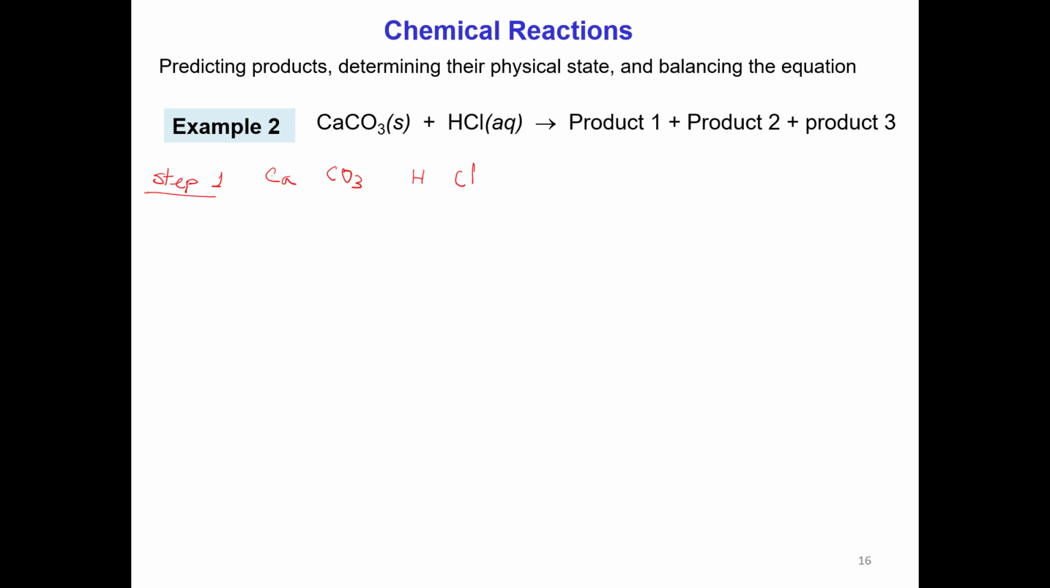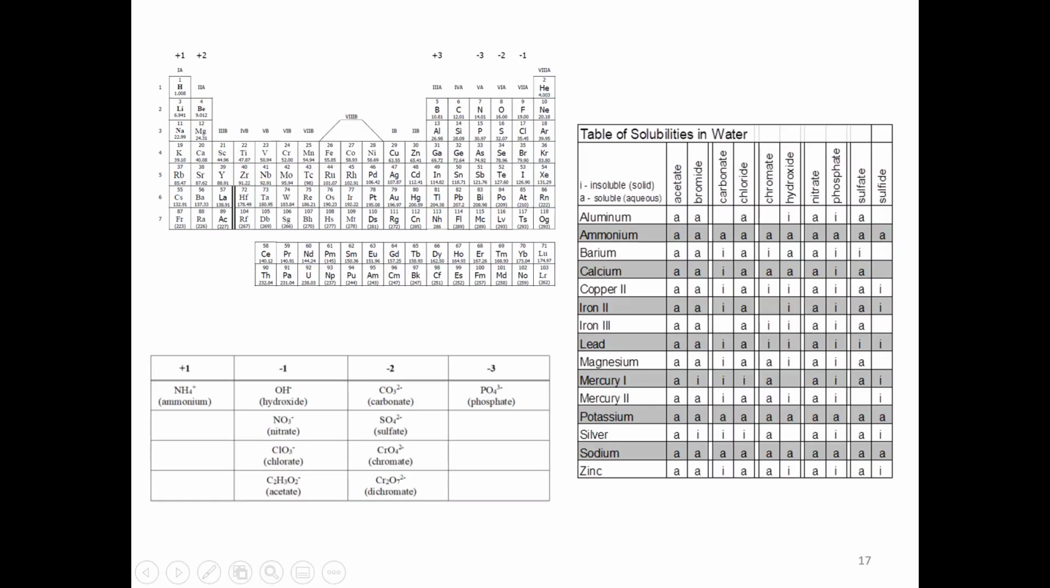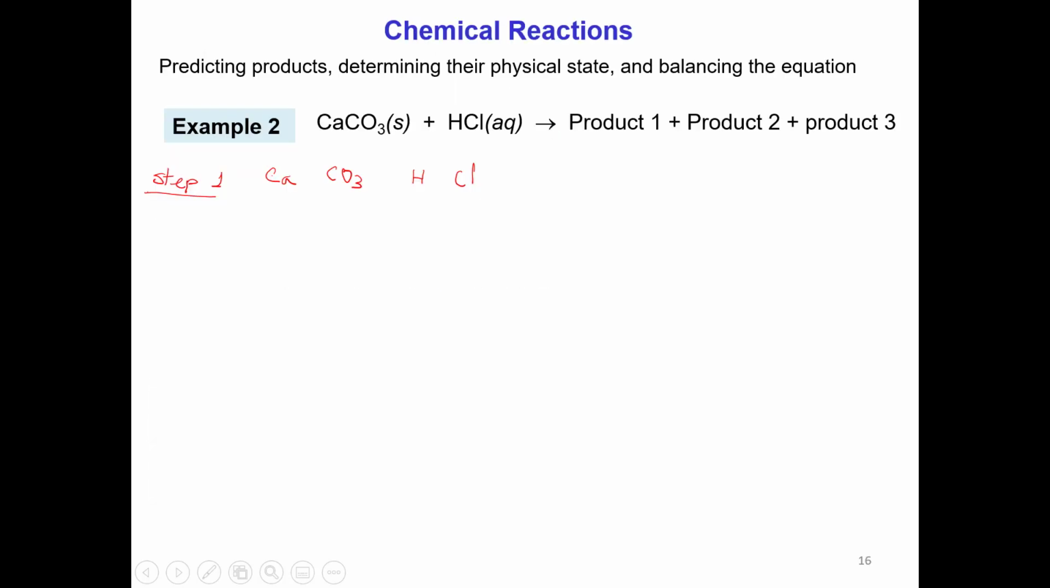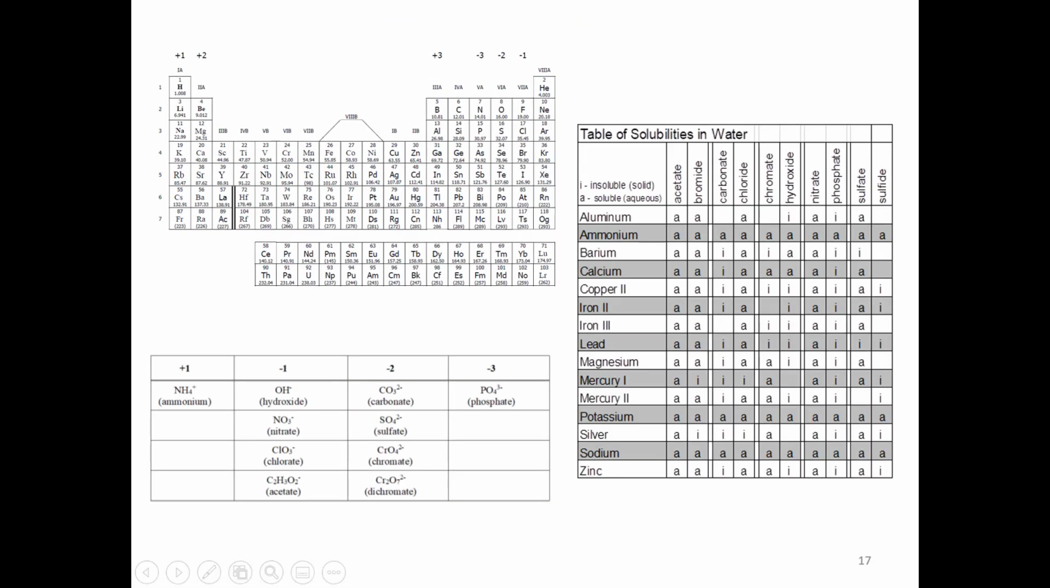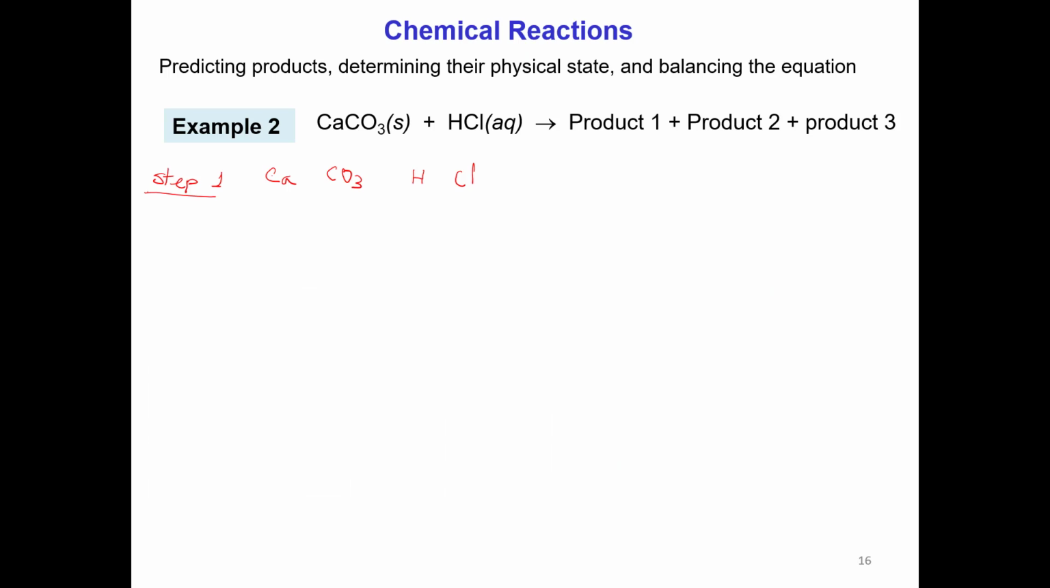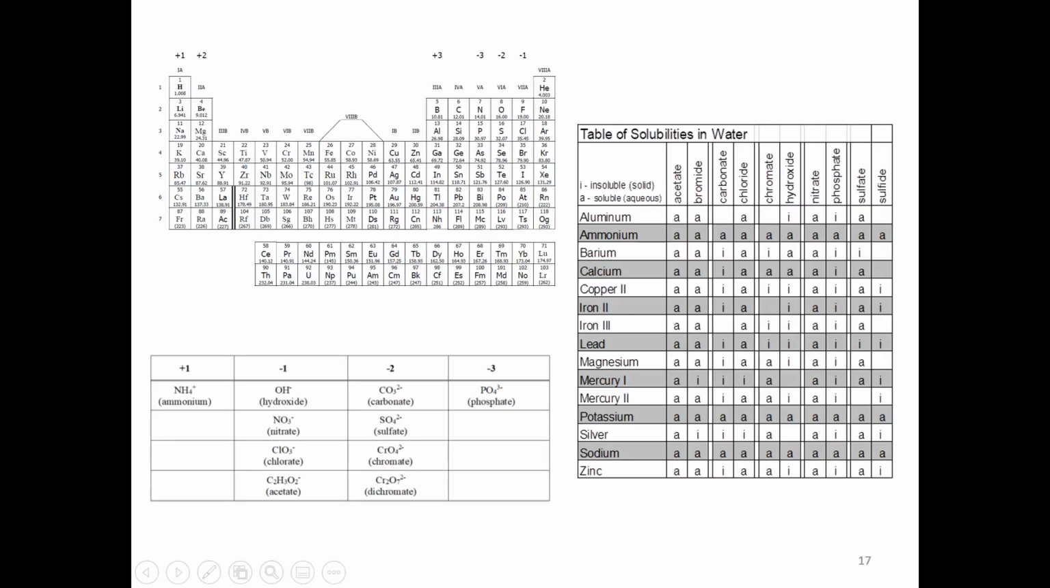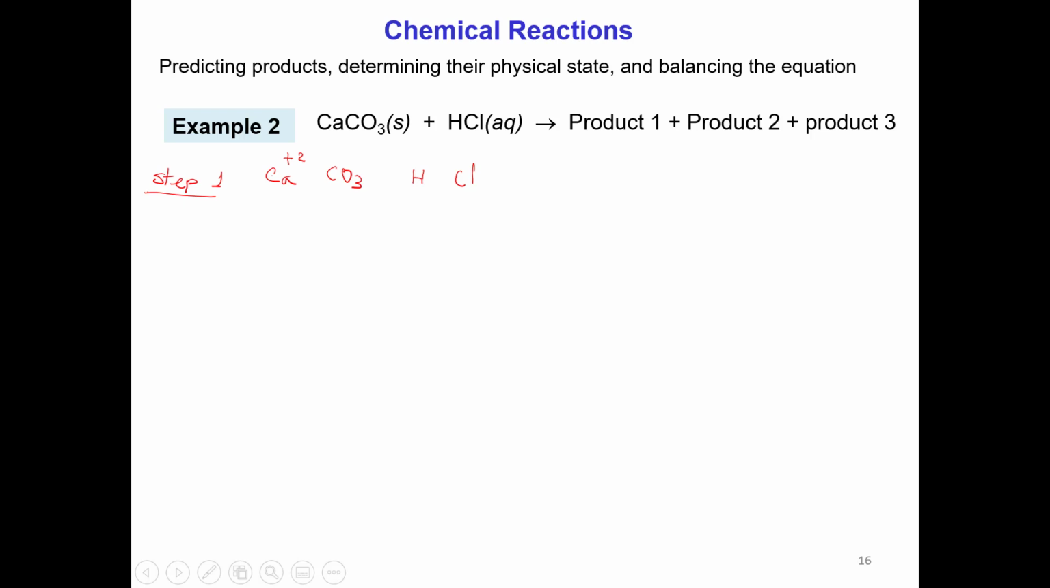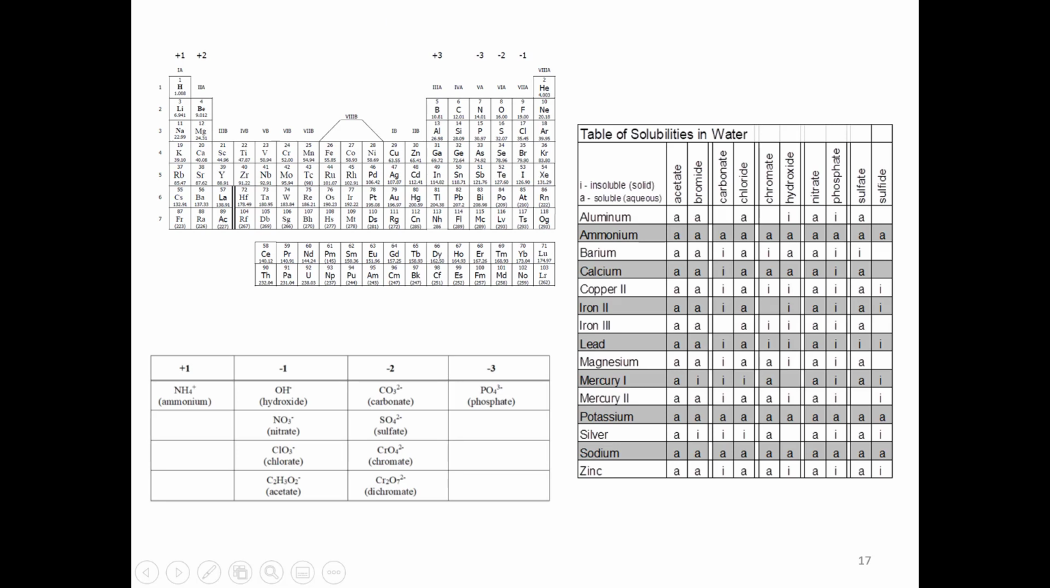Now we need to see what the charges are. Calcium is +2. Then we will write calcium is +2. Carbonate is -2. Hydrogen we know is +1, and chlorine is -1. So hydrogen is +1, chlorine is -1.